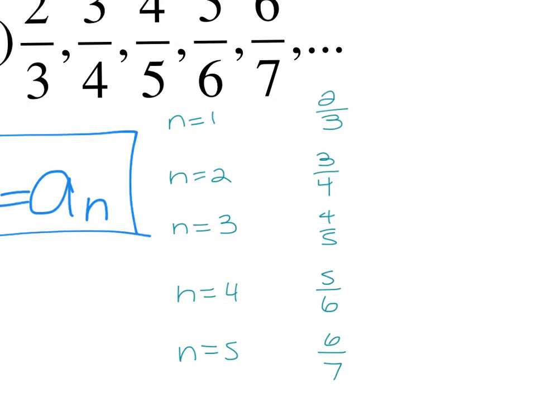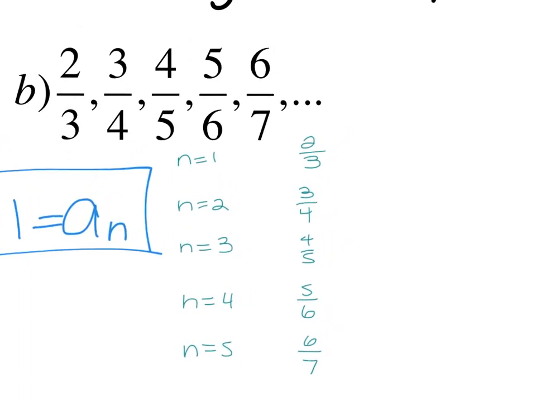Well, no, because it starts with 1, not 1/2. So if you did n over n plus 1, then it would be 1 over 2 for the first one. So n over n plus 1 doesn't work, but you're on the right track.